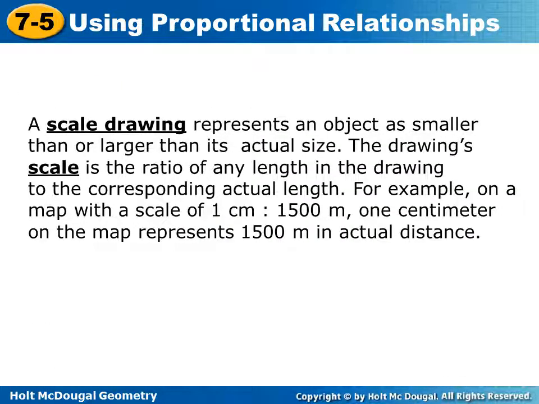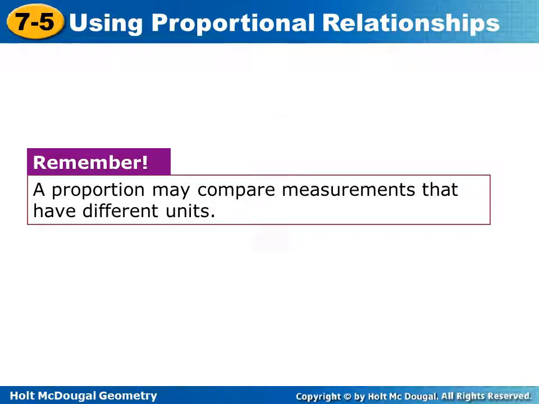A scale drawing represents an object as smaller than or larger than its actual size. The drawing's scale is the ratio of any length in the drawing to the corresponding actual length. For example, on a map with a scale of 1 centimeter equal to 1,500 meters, 1 centimeter on the map represents 1,500 meters in actual distance.